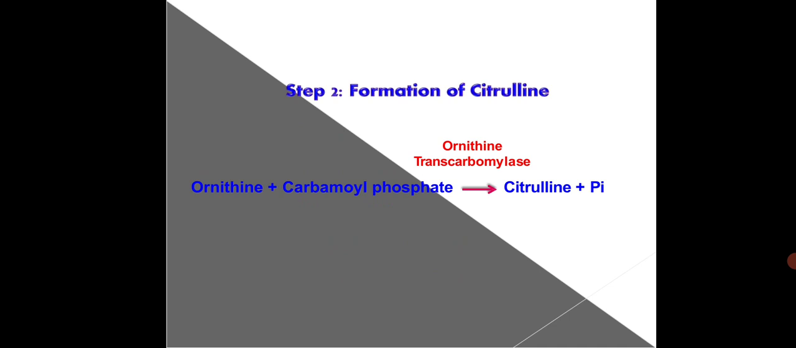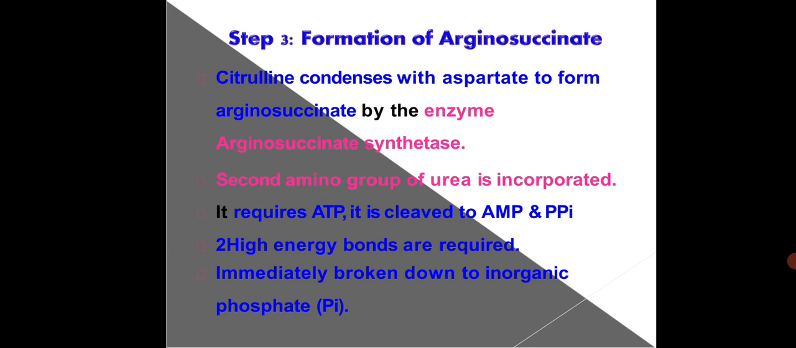This is the second step, formation of citrulline: ornithine plus carbamoyl phosphate in the presence of ornithine transcarbamylase forms citrulline. The third step is the formation of argininosuccinate. Citrulline is condensed with aspartate to form argininosuccinate by the enzyme argininosuccinate synthetase. The second amino group of urea is incorporated from aspartic acid. It requires 2 ATP, which is cleaved to AMP.